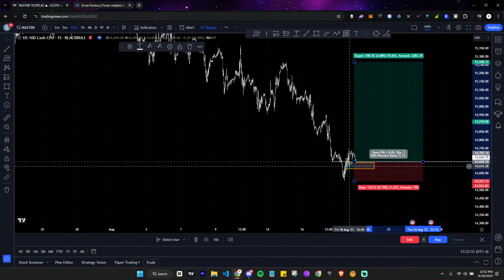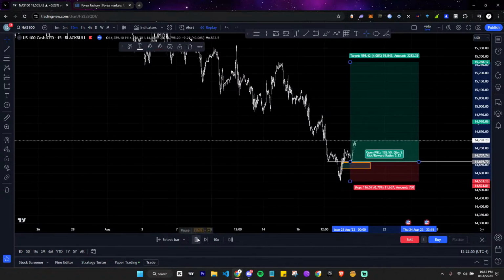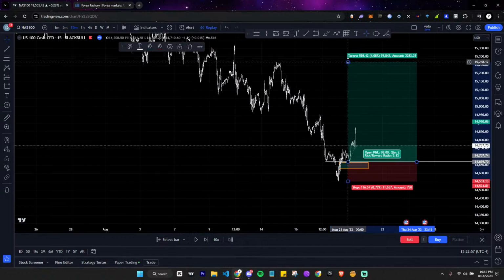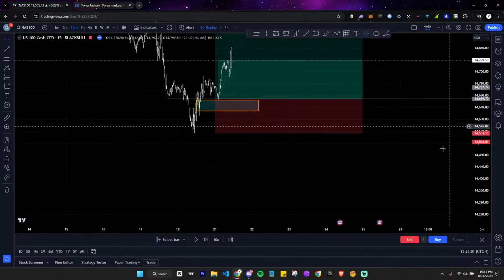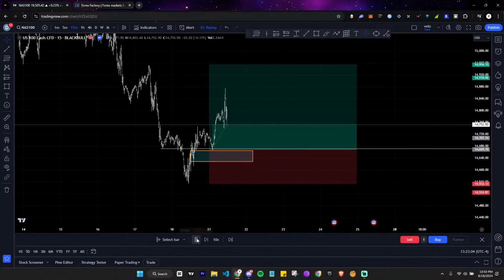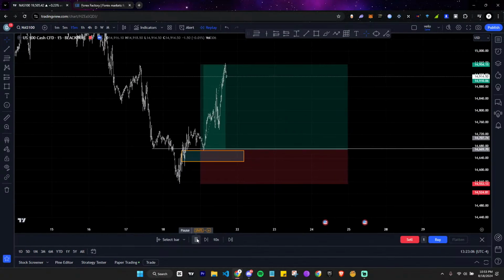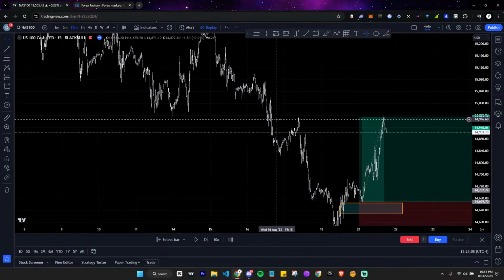Pretty unlikely because it's too distant. But if we were to target for these equal highs, that would be realistic. That's a 1 to 2.4. Boom. We hit TP right there.